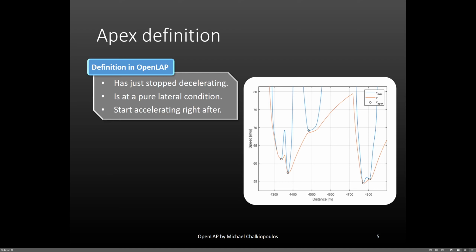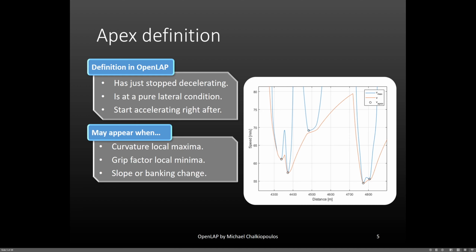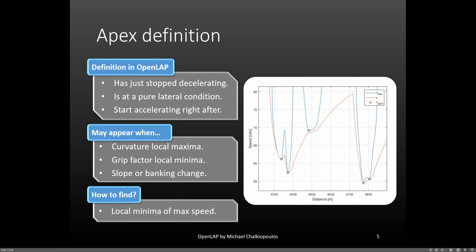Okay, so how do we find the apexes? Well, if we look at its definition, an apex appears whenever a vehicle has just stopped accelerating, is at a pure lateral condition, and will start accelerating right after. This can happen whenever we have a local maxima in the curvature, a local minima in the grip factor, and a change in banking or slope. And the only way we can find one is by looking at how our vehicle model responds to all of these environmental inputs in terms of its maximum velocity value. And this value comes out of the pure lateral condition, i.e. when the tires are only used for lateral force generation.